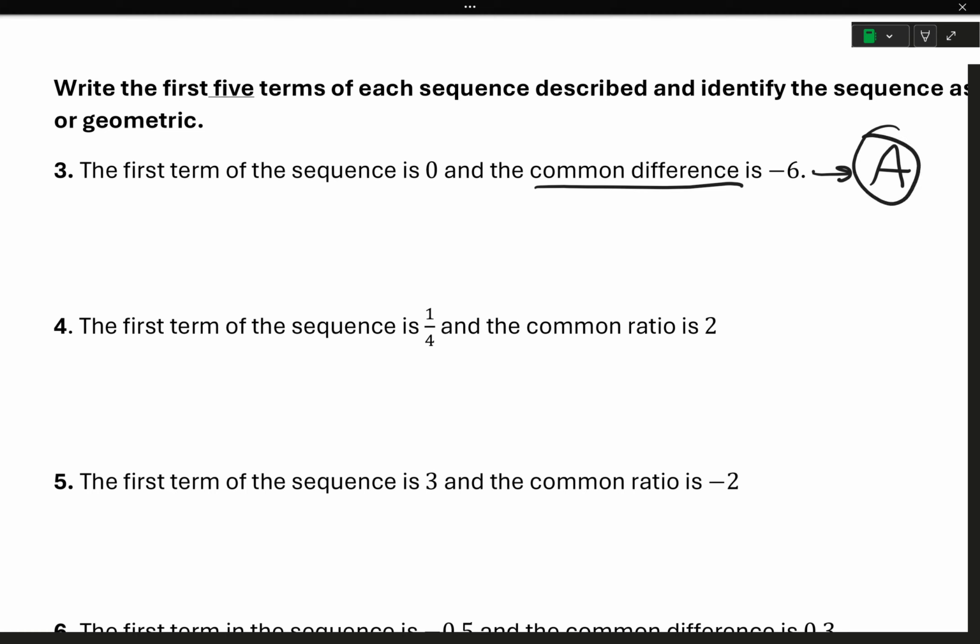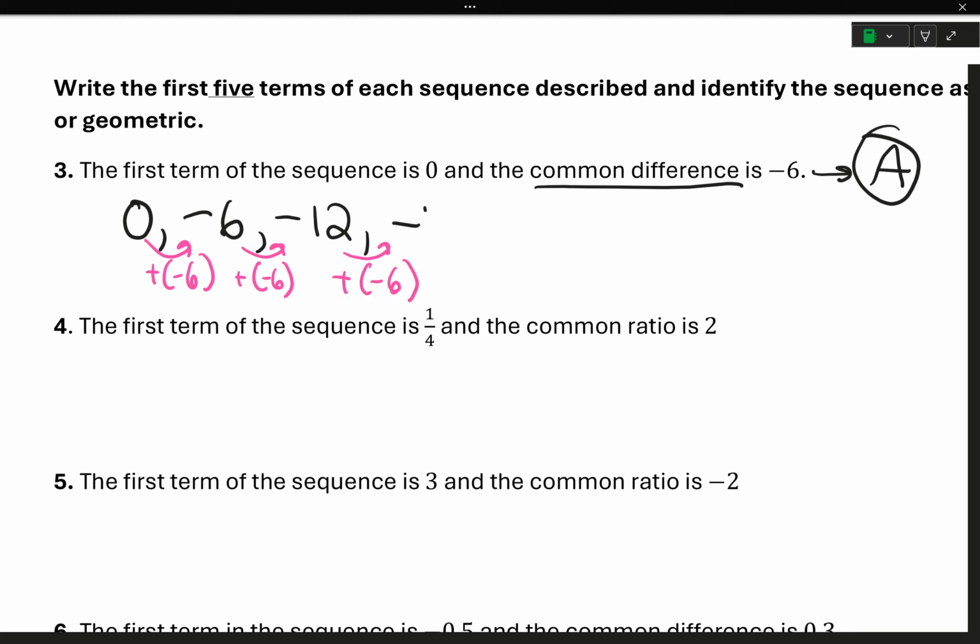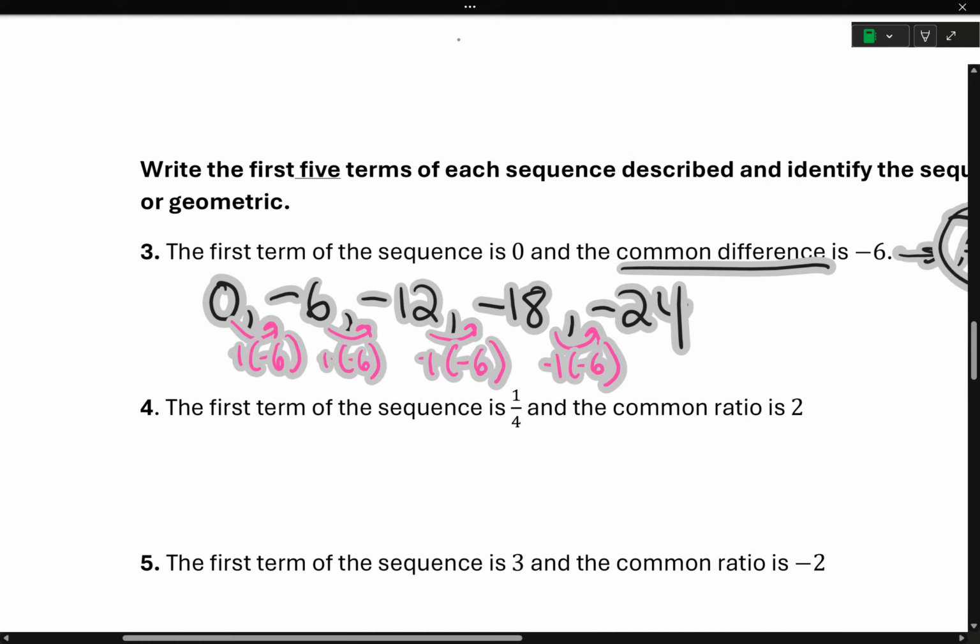All right, let's write it out. The first term is 0. Arithmetic means we're adding. Let's do it. Plus -6 is -6. Plus -6 is -12. Plus another -6 is -18. 1, 2, 3, 4. Okay, one last one. Plus -6 is -24.